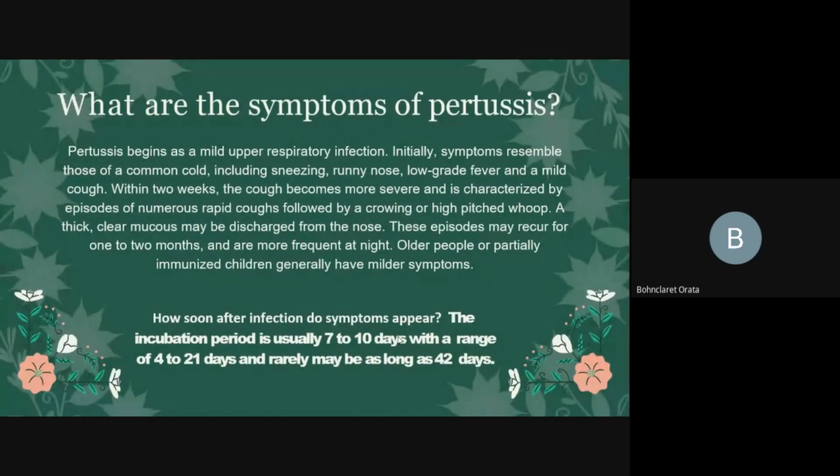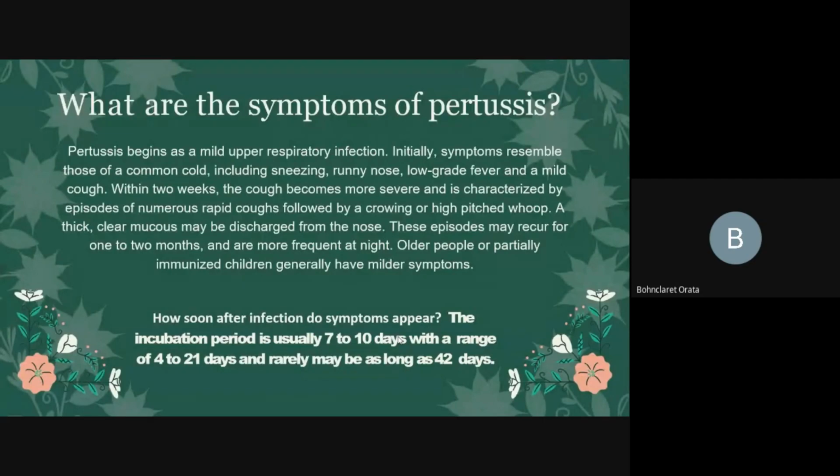What are the symptoms of pertussis? Pertussis begins as a mild upper respiratory infection. Initially, symptoms resemble those of a common cold, including sneezing, runny nose, low-grade fever, and a mild cough. Within 2 weeks, the cough becomes more severe and is characterized by episodes of numerous rapid coughs followed by a crowing or high-pitched whoop.